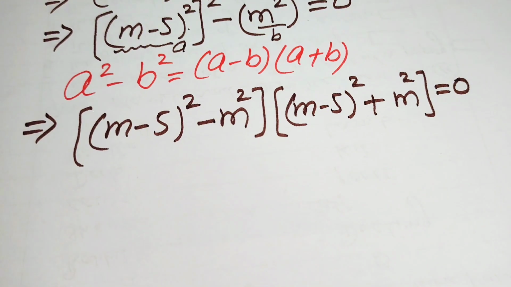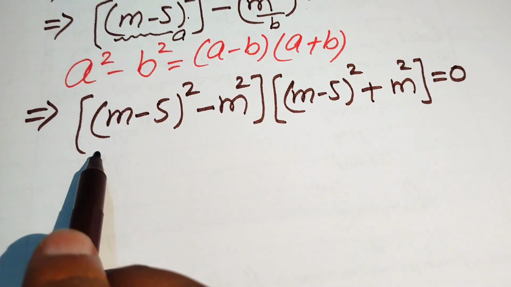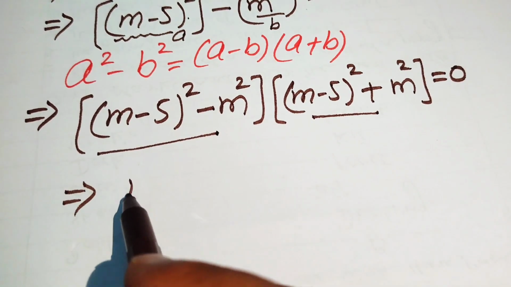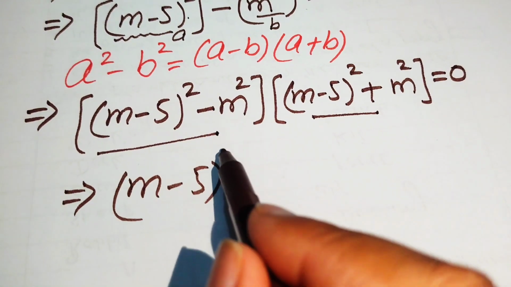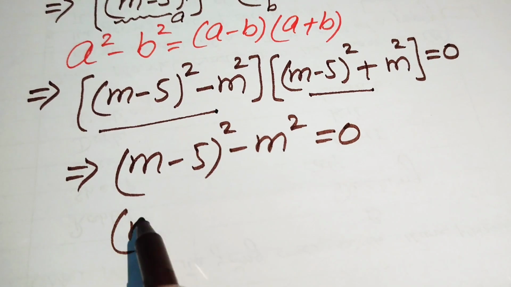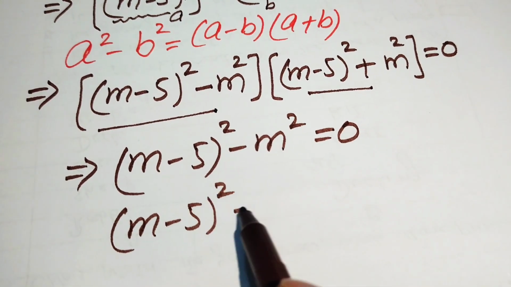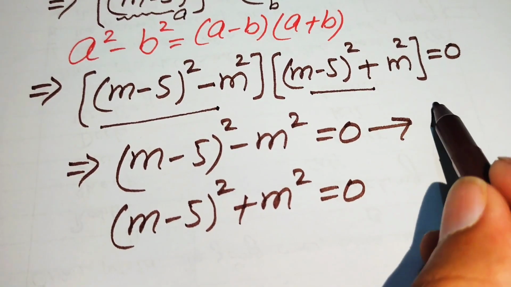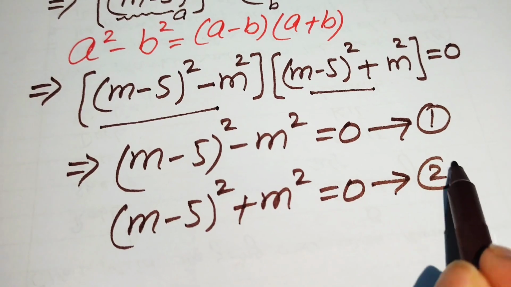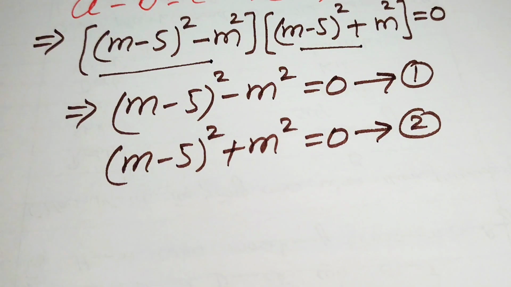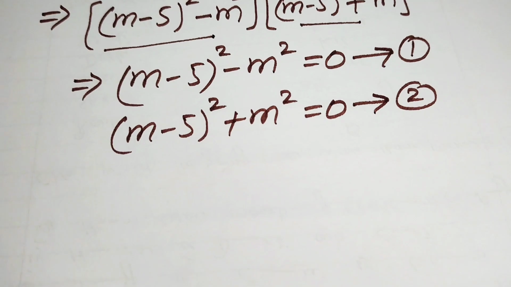So now in the next step we have two cases. The first case is we take this factor equals 0, and the second case is we take this factor equals 0. So the first case is (m - 5)^2 - m^2 = 0, and the second case is (m - 5)^2 + m^2 = 0. We call these equation number 1 and equation number 2. Here we focus on these two equations and find the values of m from both of them.